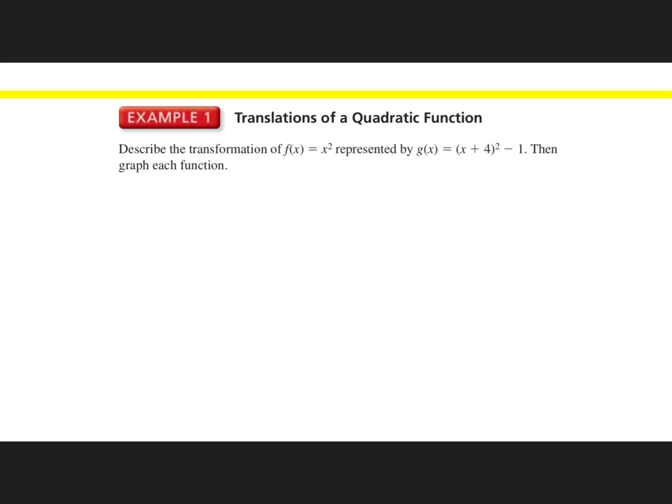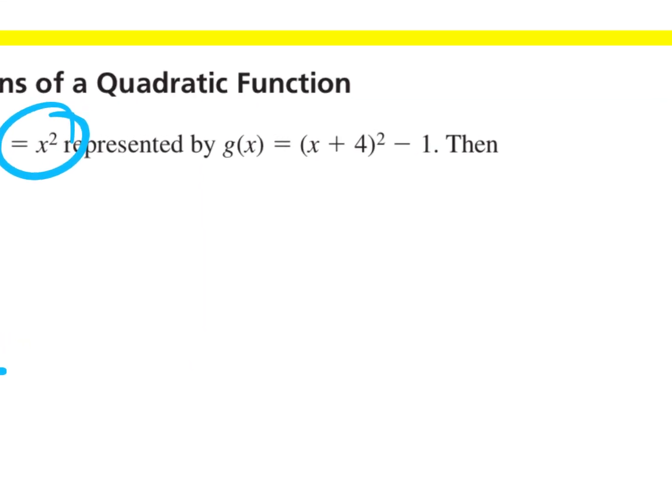Here we have to describe the transformation of just x squared represented by (x plus 4) squared minus 1, then graph the function. So our basic graph, just x squared, starts at 0, 0, and it's just a normal parabola. Nothing special. Now we're going to take that graph and shift it. First we look at the plus 4 on the inside. When we are adding 4 inside the parentheses, that tells us we are moving to the left 4 units.